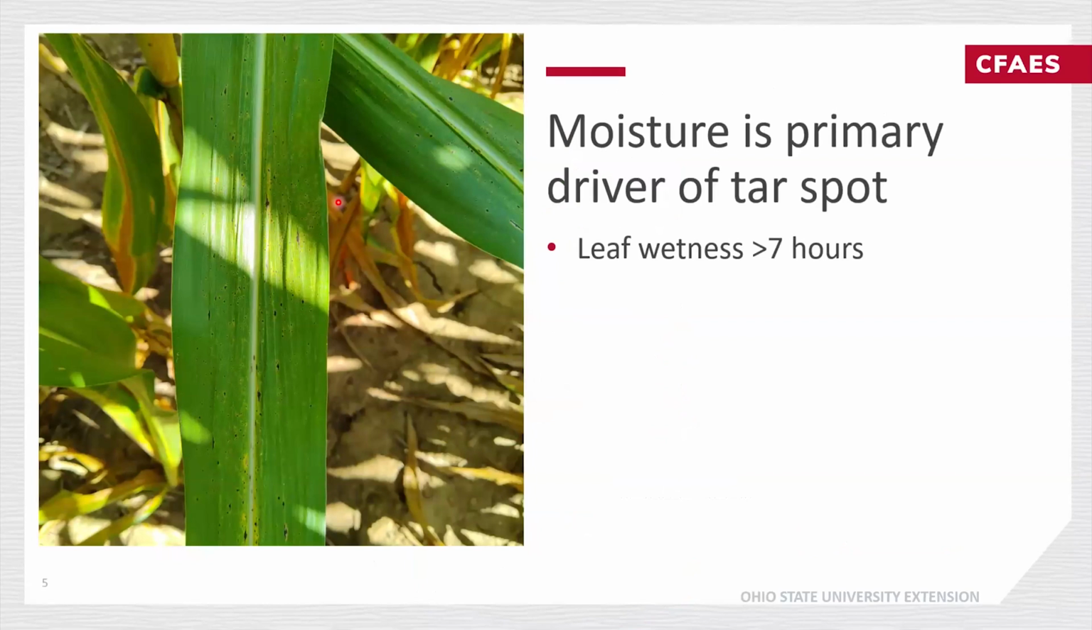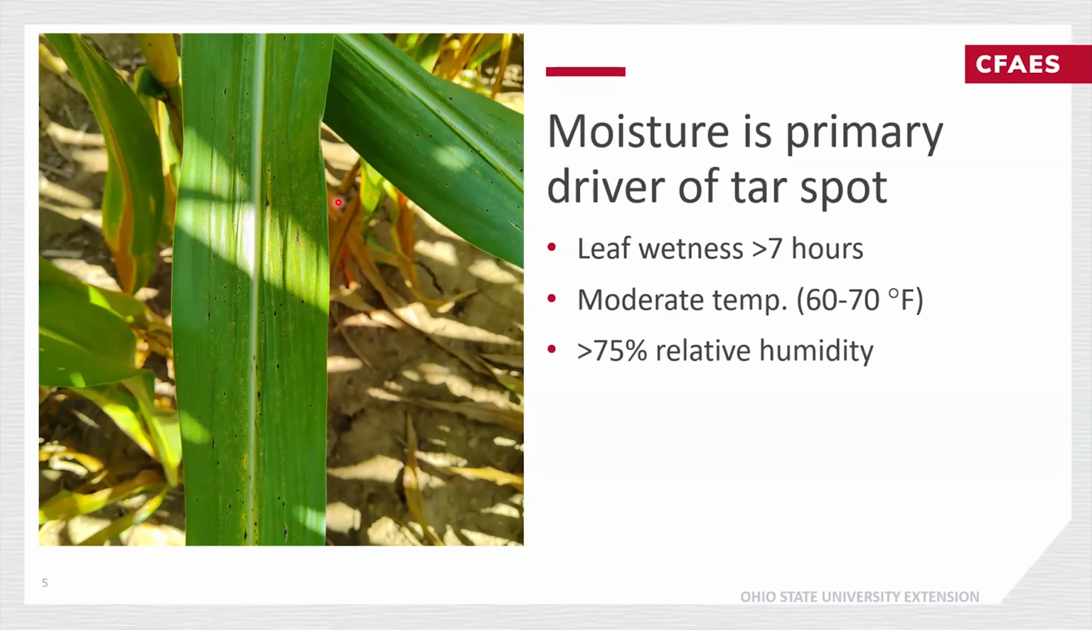So what conditions are needed for tar spot to take off? Moisture is the primary driver. So having a period of leaf wetness of at least 7 to 8 hours, followed by moderate temperatures, a little bit cooler than other pathogens. The tar spot pathogen really does well in that 60 to 70 degree Fahrenheit range. And then lastly, relative humidity of more than 75%, which here in Ohio, we're often in that range during the growing season.